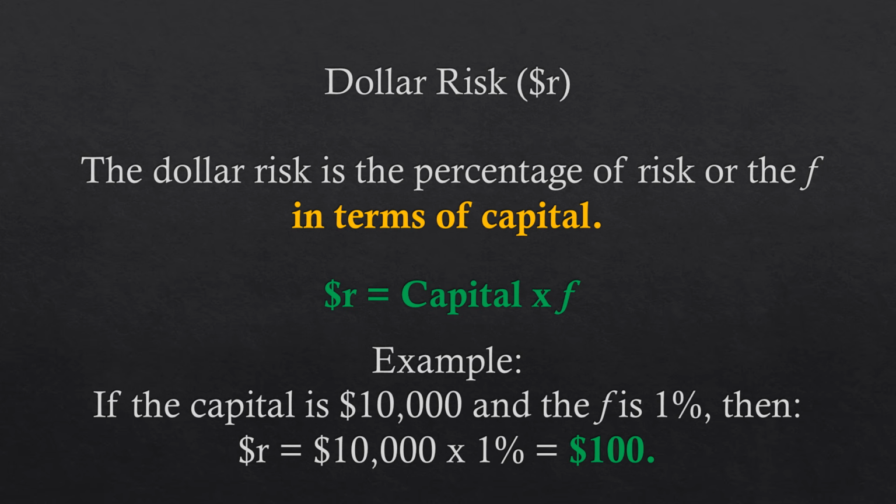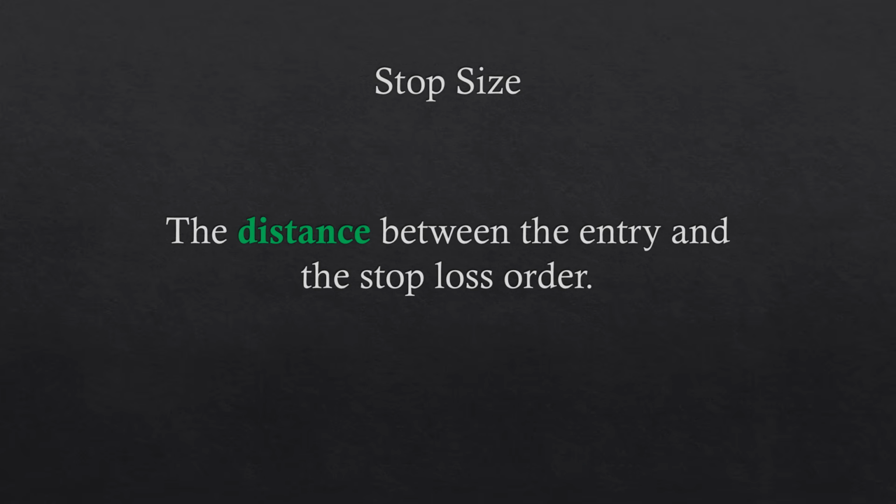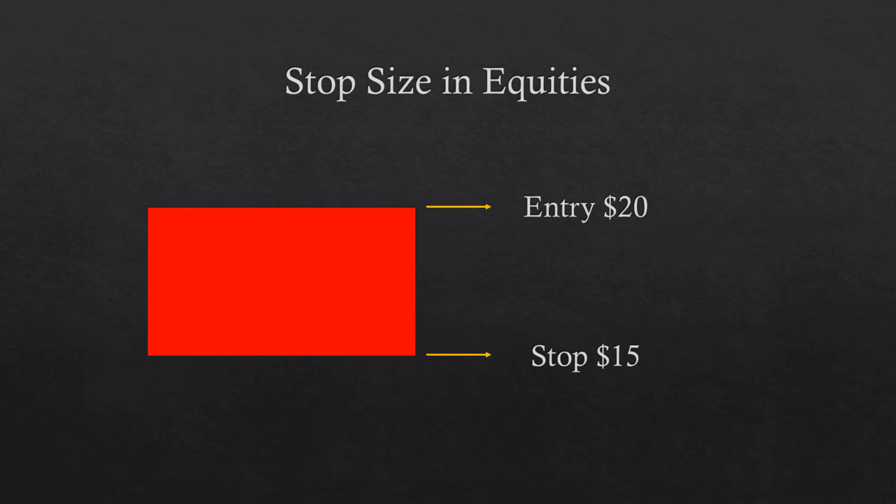The next parameter is the stop size, which is the distance between the entry and the stop loss order. In equities, this is measured in terms of capital. For example, if you open a trade at $20 and the stop loss is at $15, the stop size is equal to $5. Other instruments like forex and futures are measured in points or pips.